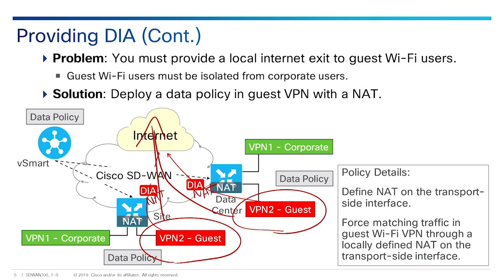Because NAT is changing actual packet headers, IP and port, this is a data policy. All data policies are implemented as central data policies and are driven through the vSmarts because they affect several sites in the same way.